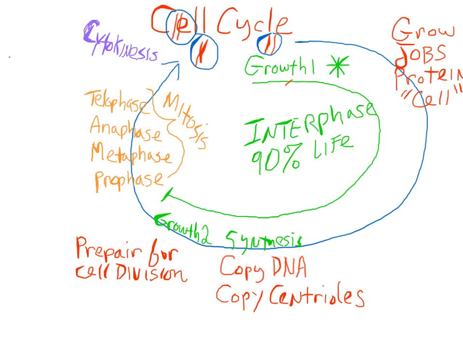In the growth 2 phase, the cell is basically preparing for cell division, and there are specific proteins that are needed for this part, namely the spindle fibers. Those are a microtubule network that pulls the chromosomes.